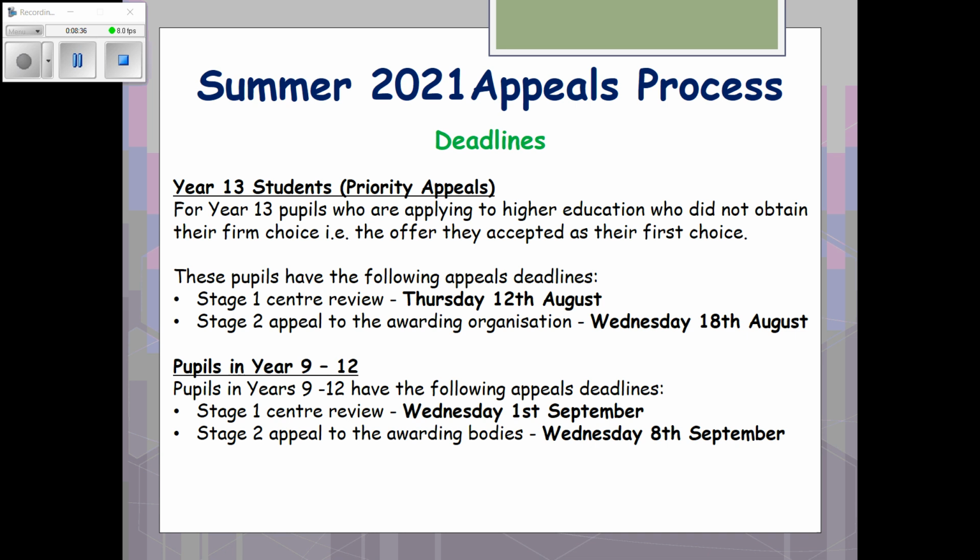If you'd like to submit a stage 1 review, the deadline for this would be Thursday the 12th of August, and then the deadline for a stage 2 appeal would be Wednesday the 18th of August. We, of course, will be prioritising Year 13 students to make sure that any appeal is resolved in time. Pupils in Year 9 to 12 have a slightly more relaxed deadline, so we're not expecting those forms to be in until Wednesday the 1st of September, and the stage 2 appeal on Wednesday the 8th of September.